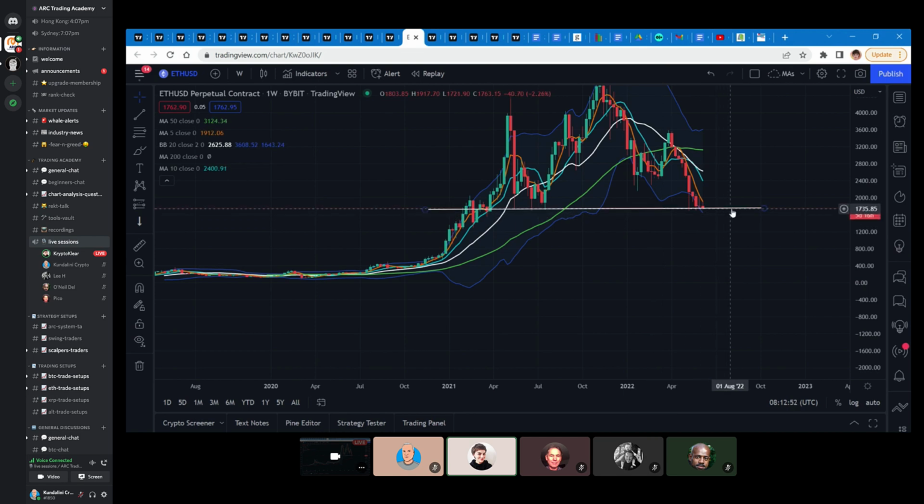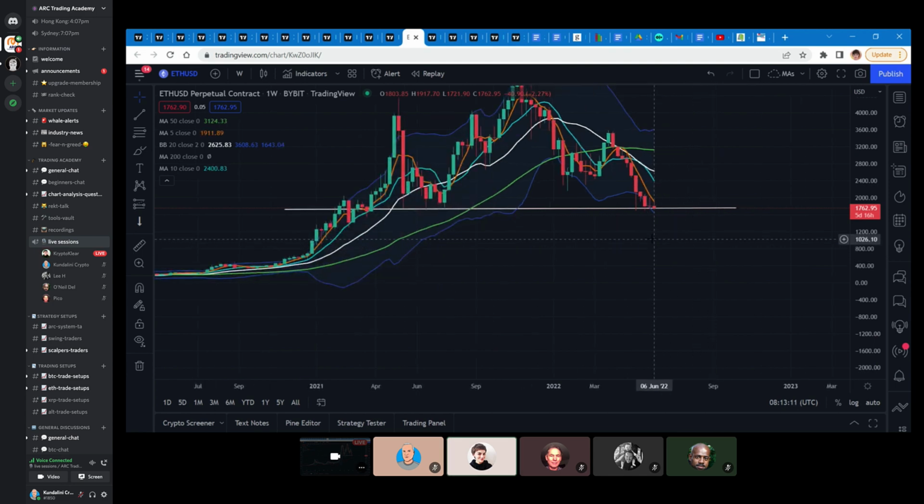But yeah, so if we break this level, same as the 29.5 for Bitcoin, I do see a next support and resistance around the 1400, and then the next one is 1000, and then the next one is 700. So I am looking for some sort of relief on the weekly closing this week.